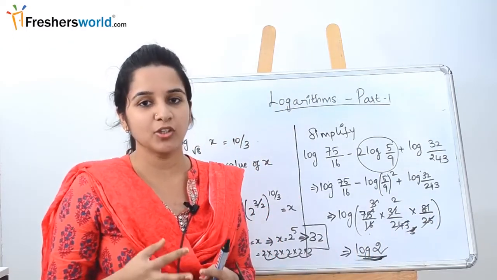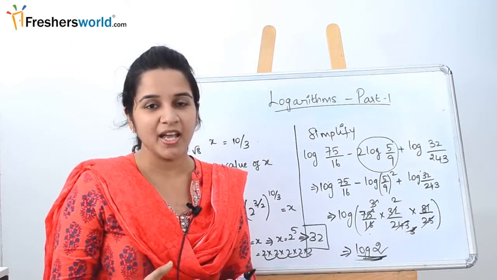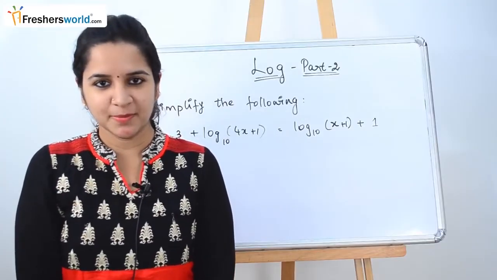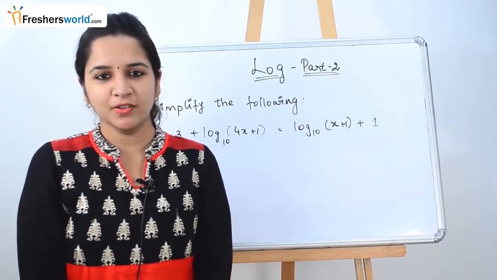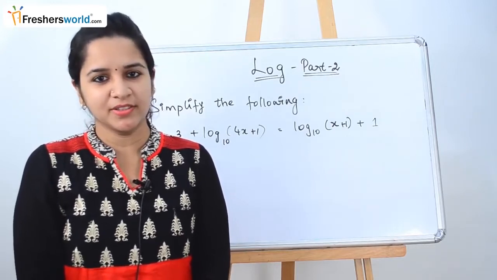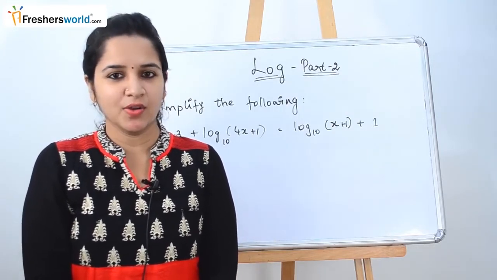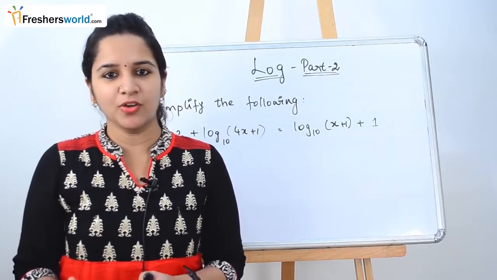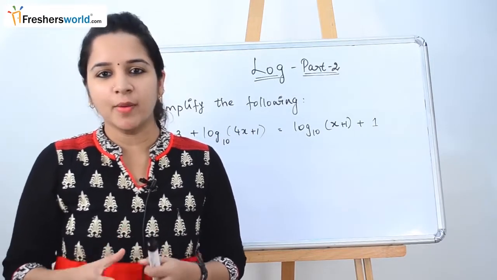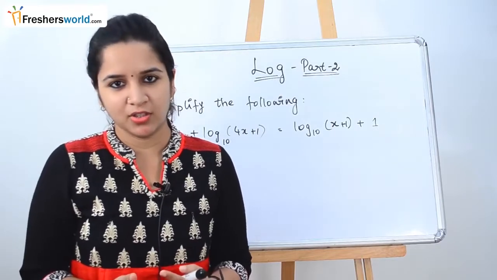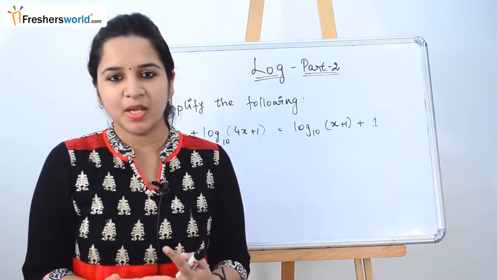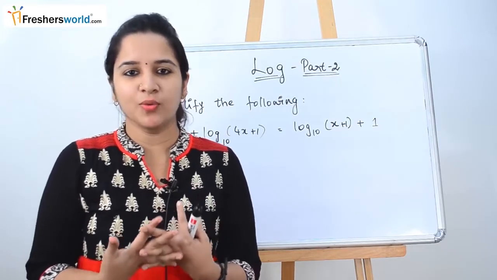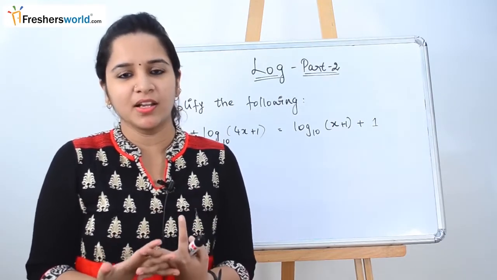So in the first part of the logarithm, we saw the basic concepts as well as the problems followed by it. The topic that we are going to look at today is logarithms part 2. In the previous part, we dealt with the basic concept and solved some simple problems. Today we are going to look at the simplify-the-following type of problems. This is a very common type of problem that you can face in logarithms. Generally, they will mention it as simplify the following, and there will be 3 or 4 questions followed by it, with 1 mark allocated to each.